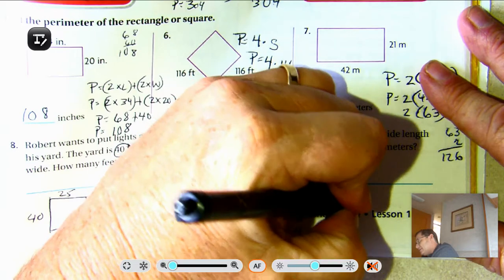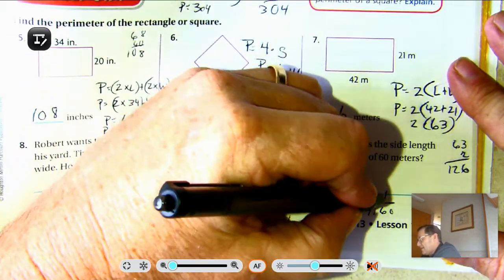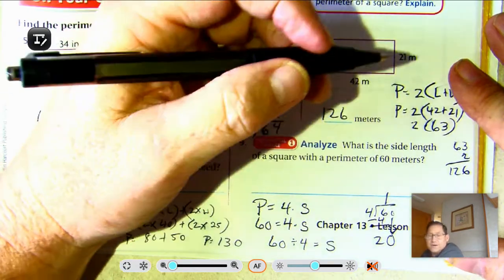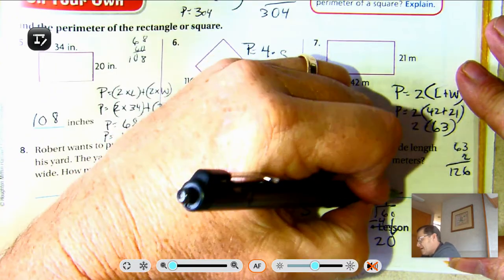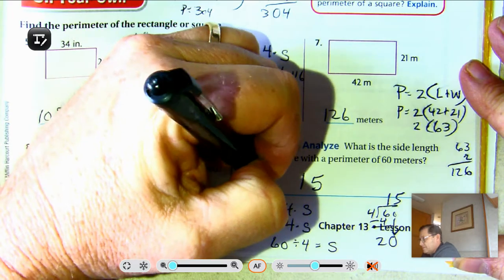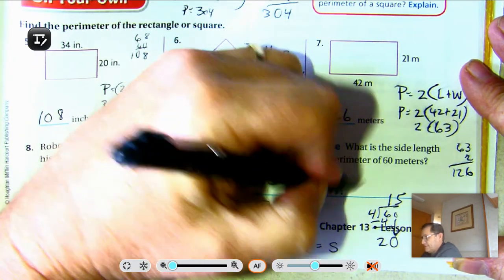Okay. So can I share 6 tens with 4 groups? Yes, 1 time each. Bring down the 0, get 20. We have 20 ones shared with 4 groups. That's 5 into each group. So the side length equals 15 meters.